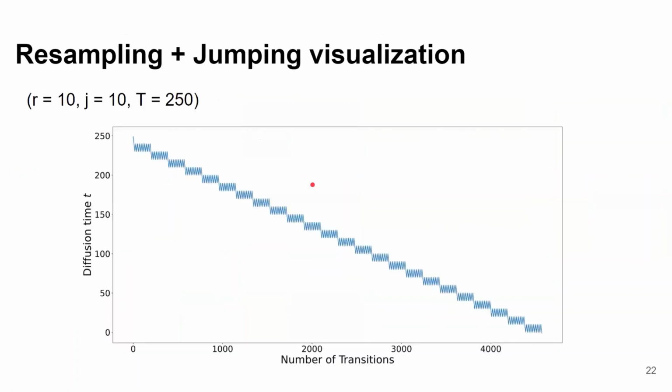Overall, this is a visualization of resampling and jumping in real time. The y-axis is the diffusion time t, and the x-axis is the number of transitions, basically how many times you do either a noising or denoising step. As you can see here, the t is bouncing up and down in these areas. These are basically resampling and jumping. You can see it jumping back, and the bouncing up and down is basically the resampling, all the way until we reach the x0, which is the generated result.